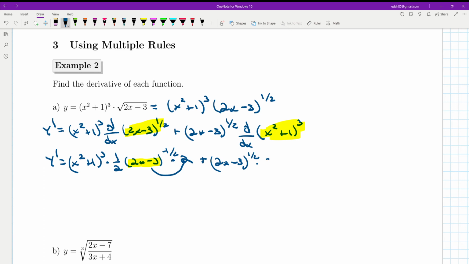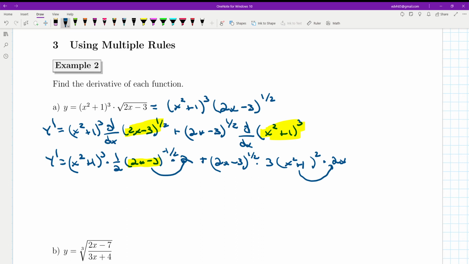So we're going to do 3 times 3 minus 1, which is 2, x squared plus 1, and then times the derivative of x squared plus 1. That's why we call it the chain rule, because it's like taking the derivatives in a chain. So the derivative of x squared plus 1 is 2x. Alright, let's see what we can do to simplify this a bit further.